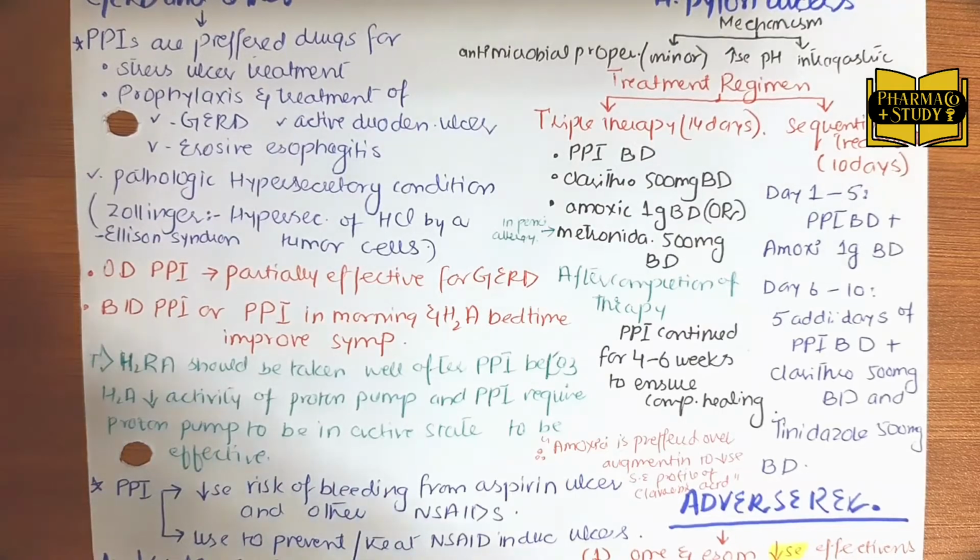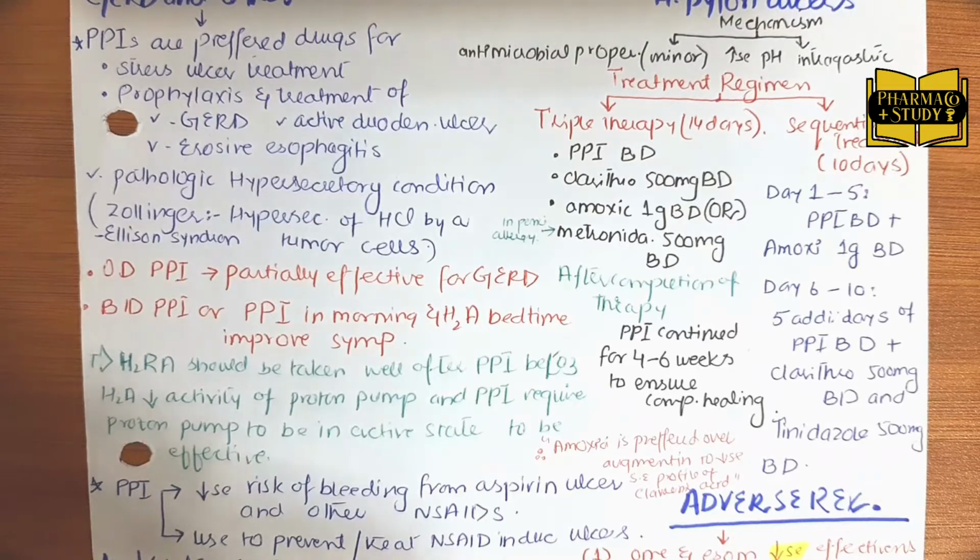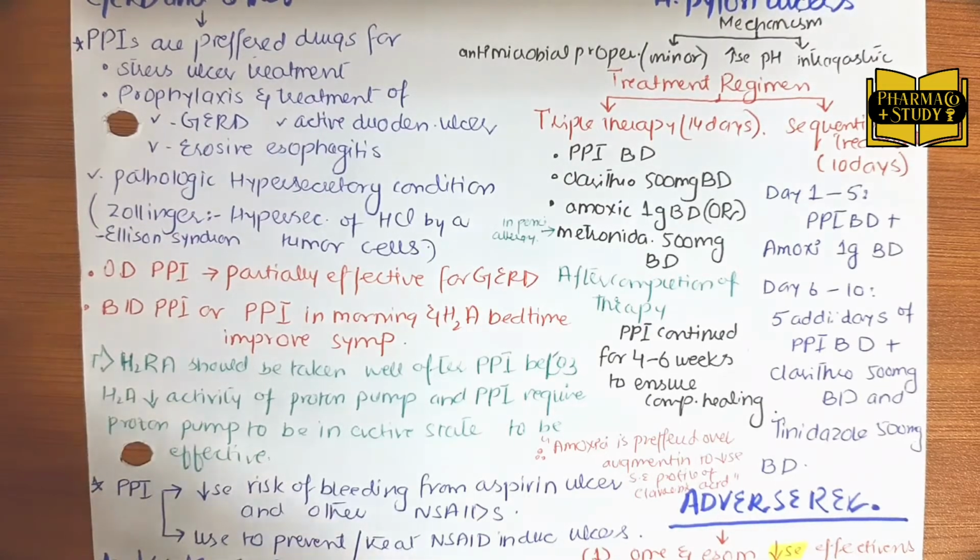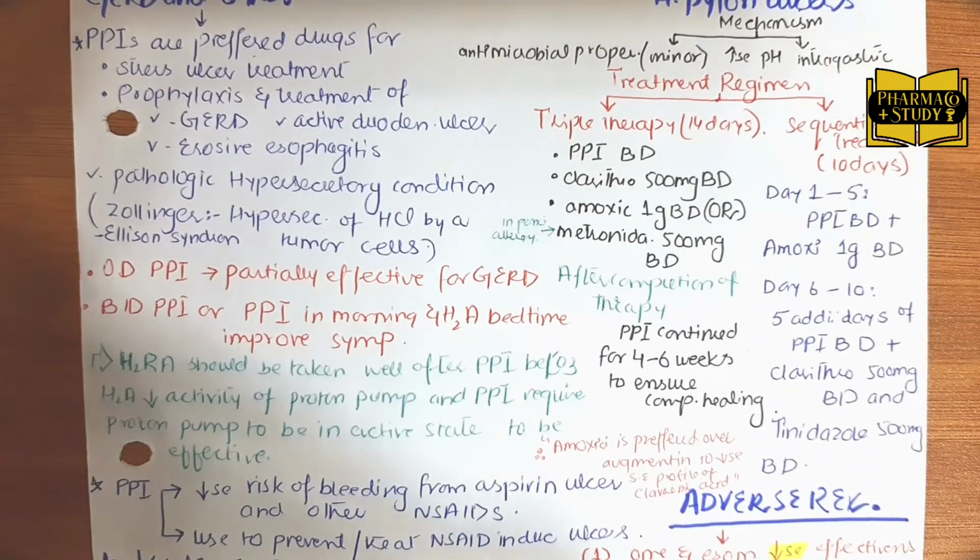So there are two antibiotics and one proton pump inhibitor. As I told you in the previous lecture on the H2 receptor antagonists, this therapy consists of a proton pump inhibitor and two antibiotics. This is also known as triple therapy, and it consists of 14 days. Now we come to the sequential treatment.